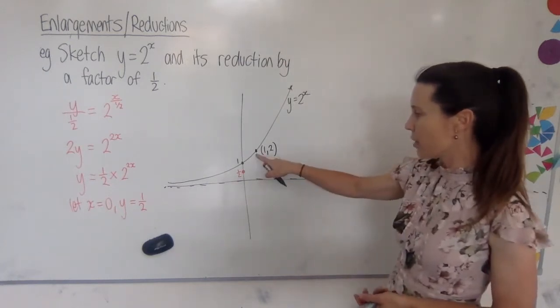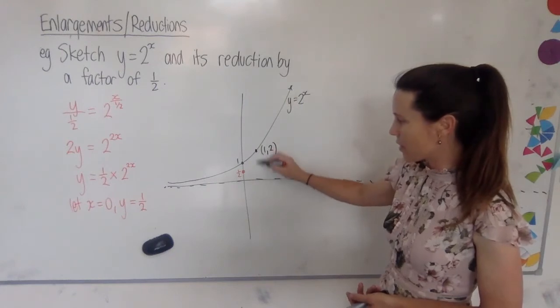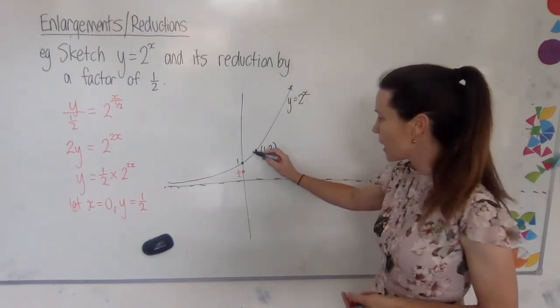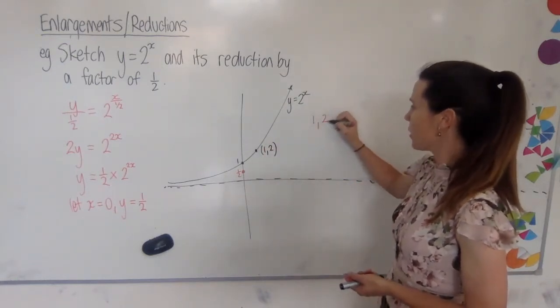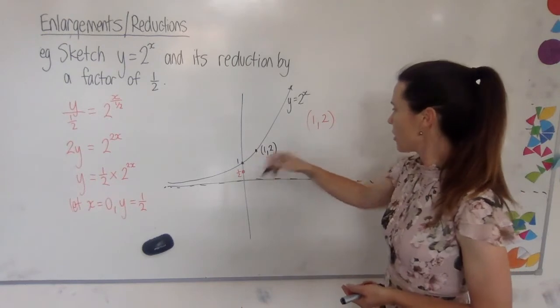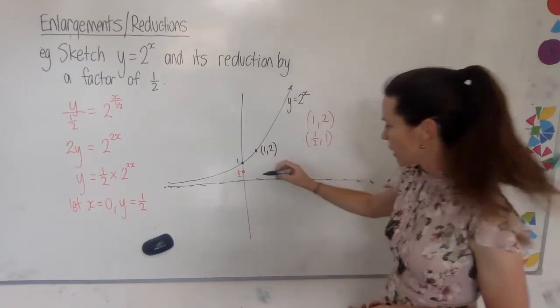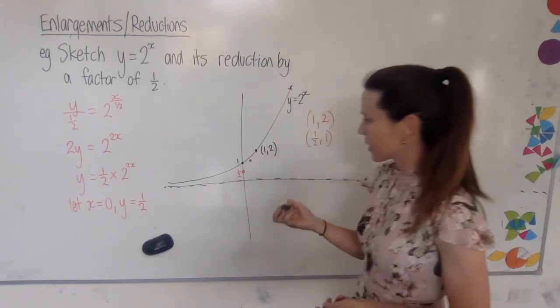This point here that we already know is going to come closer. We're going to halve this distance here of 2 to make it 1, but at the same time we're also going to halve this distance here of 1. So a point that I know, like (1, 2), is actually going to become (half, 1). So I can label that point, I've got half and 1, and now I've got something of a scale.